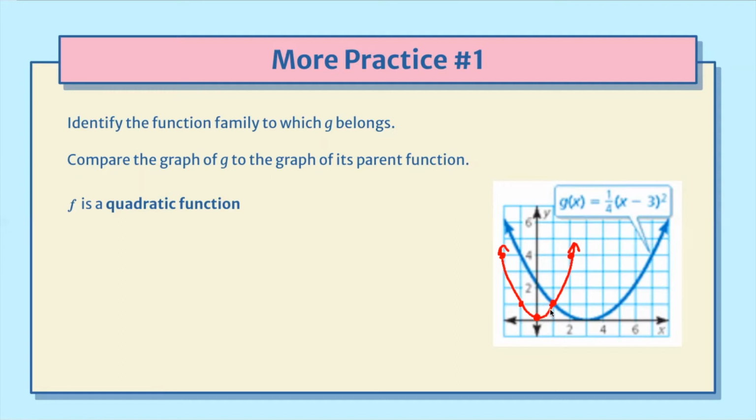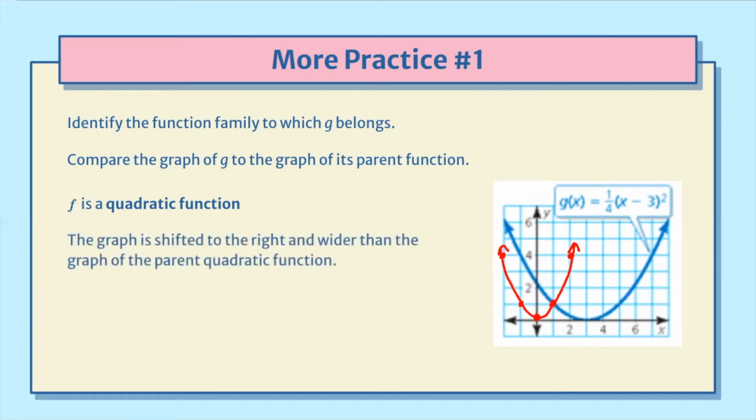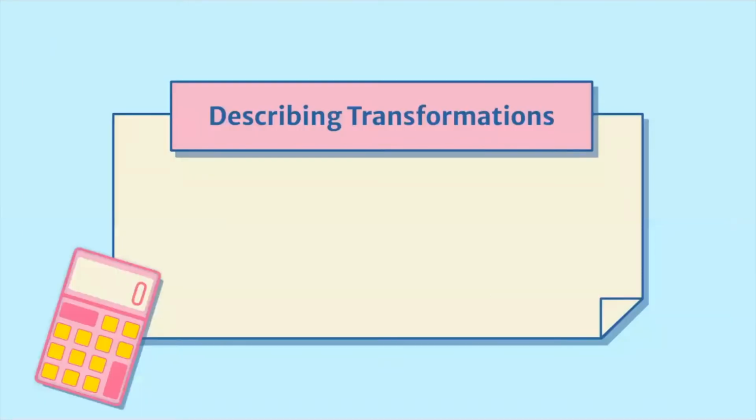So we can say that it's shifted towards the right, and then if we look at the actual shape of the parabola, we can see that g is a lot wider than the parent function. So we can say that g of x is shifted to the right and wider than the graph of the parent function. Then the domain is still all real numbers, and the range is still y is greater than or equal to 0. So now we're going to describe transformations.